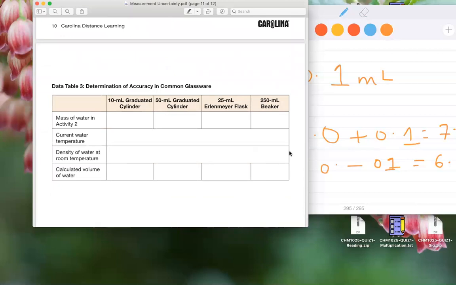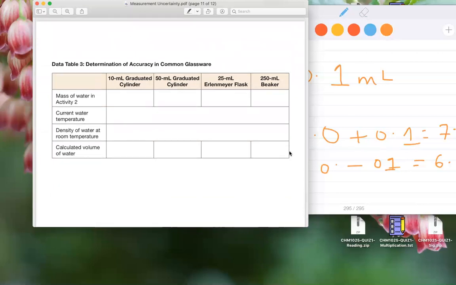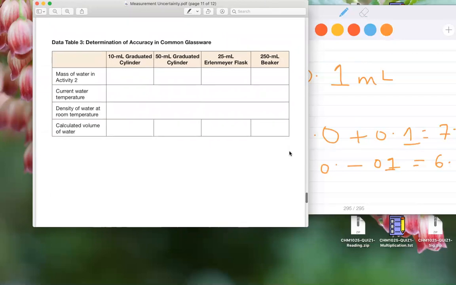I did this before, and students just didn't give me the calculation for the volume of water in the 10 ml graduated cylinder, 50 ml graduated cylinder, and the rest of the glassware. This table 3, you need to have a prior knowledge on density. Remember, density equals to what?